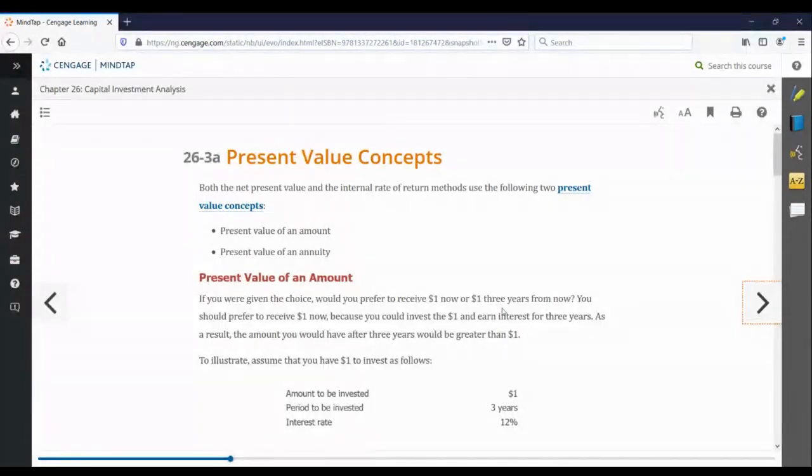Okay, you should be able to see your textbook. I'm going to start over on page 1278 of your textbook, and we're going to talk about present value techniques today and concepts.